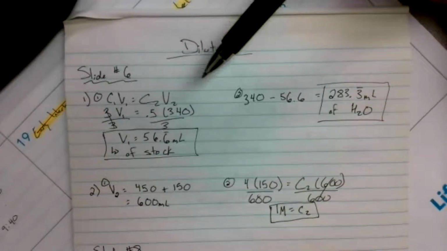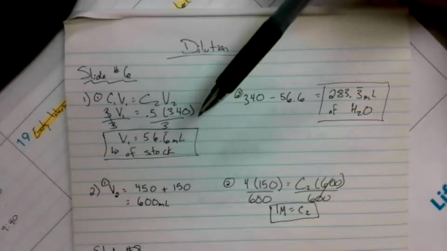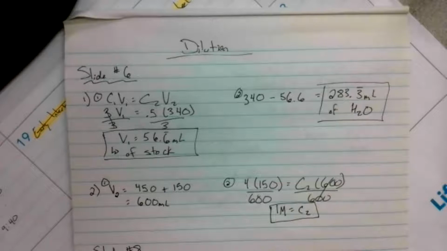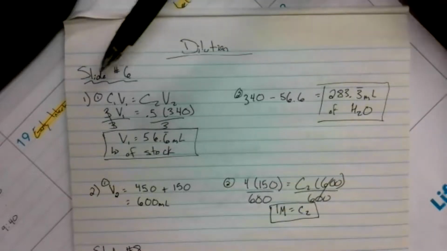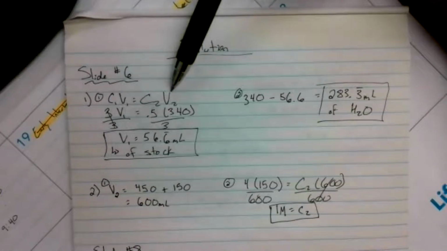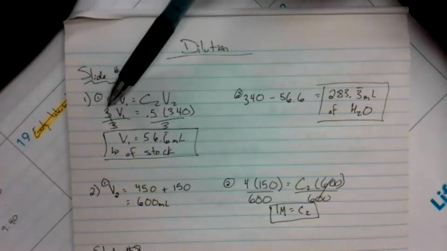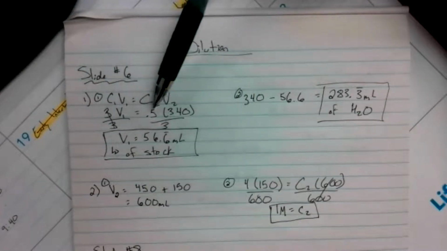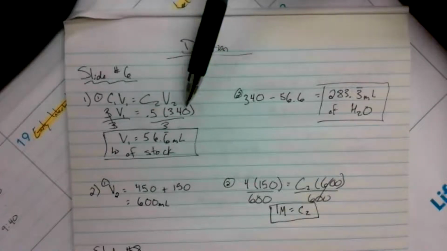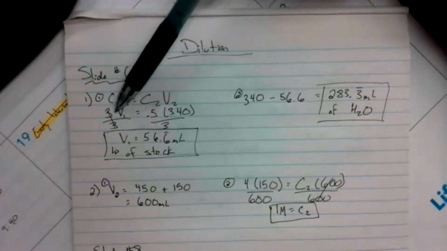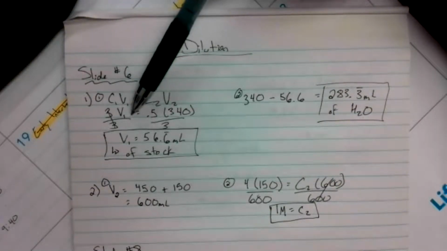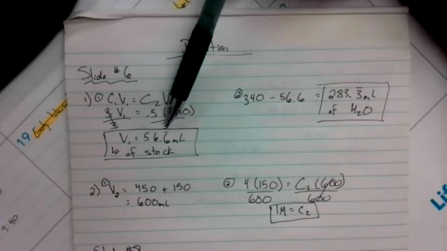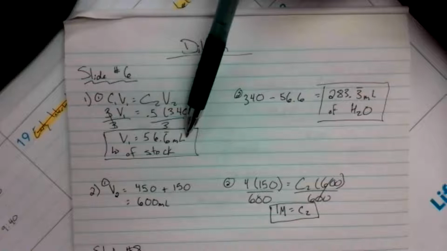So the first question asked us to determine the volume of our stock solution and of water that we would need to use to make our desired solution. So once again, we're going to start with our C1V1 equals C2V2 formula. We're going to plug in the concentration of our stock solution, which is 3 molars. We're also going to plug in the concentration and the volume of our desired solution. And then in order to solve for the volume of our stock solution required, we just divide by 3 on both sides, and we get 56.6 repeating milliliters of stock solution required.